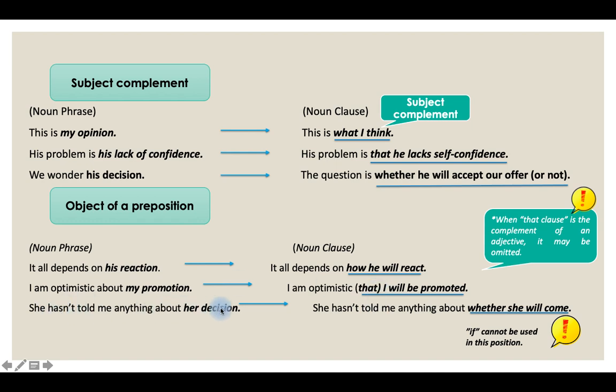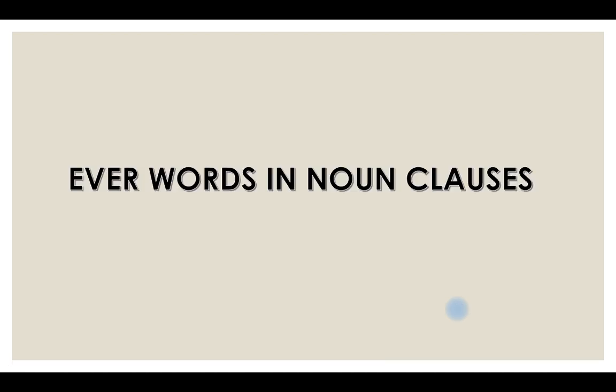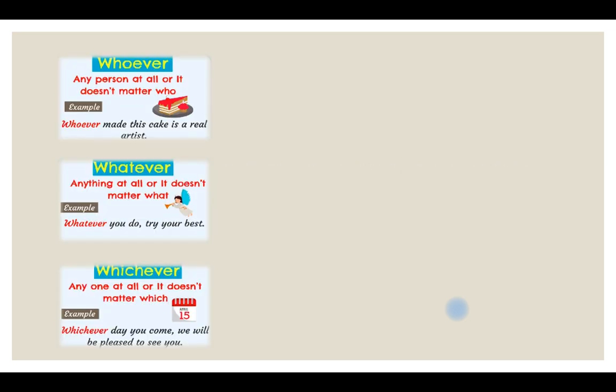She hasn't told me anything about her decision. She hasn't told me anything about whether she will come. Yeah, whether or not she will come. And please also remember that we cannot use if in this position. We cannot use if after prepositions. Okay? We must use whether.